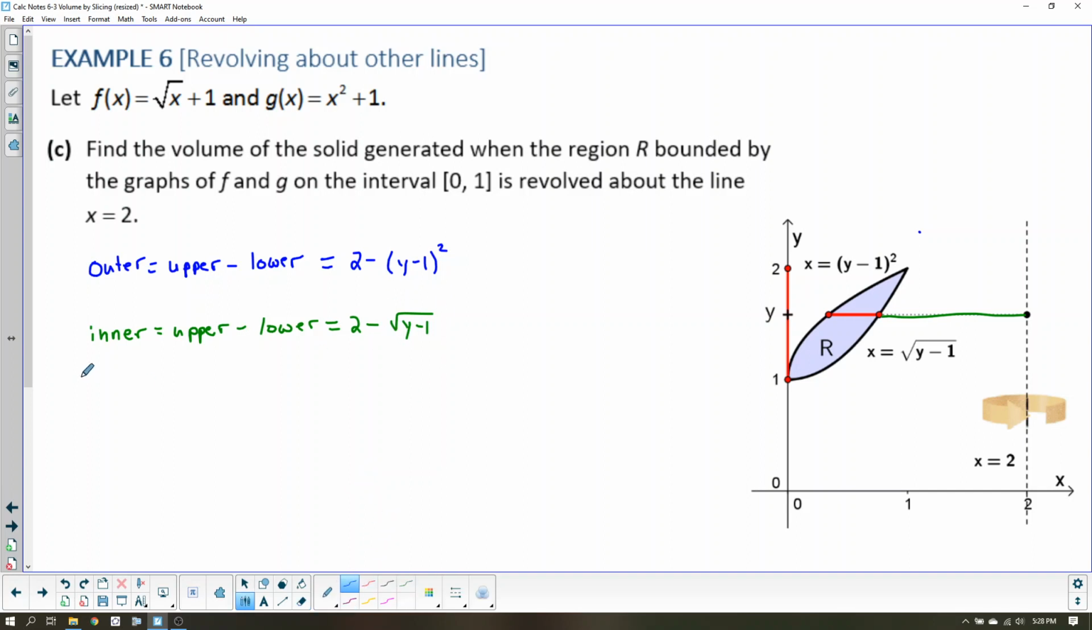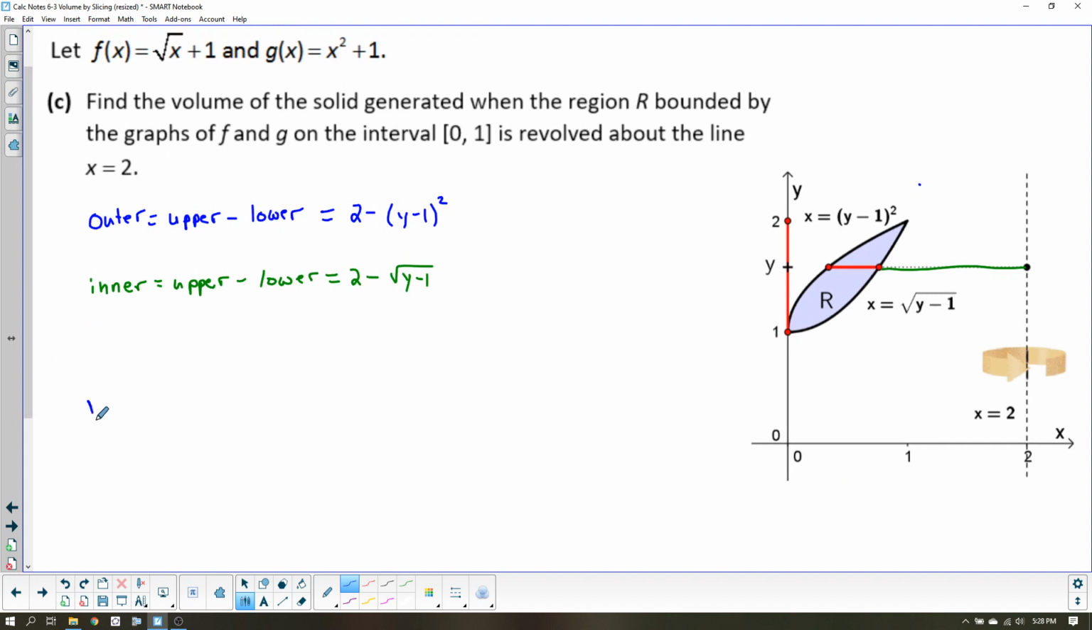Outer radius, inner radius. So the volume is going to be equal to the pi. Don't forget your pi. Pi times the integral from, limits of integration are here. This is what we're slicing up. So from 1 to 2 of the outer radius, so this thing, all squared, the whole outer radius squared, minus the inner radius squared.